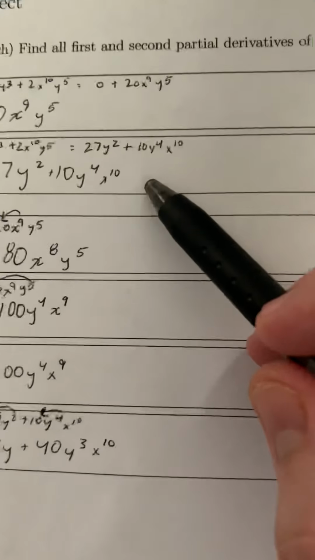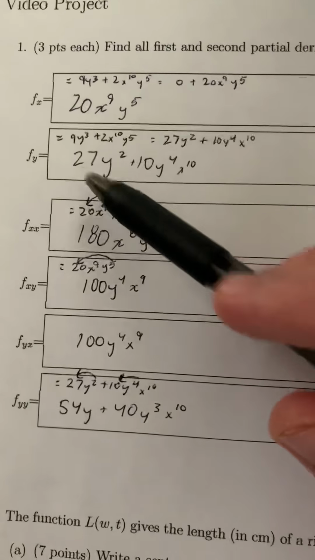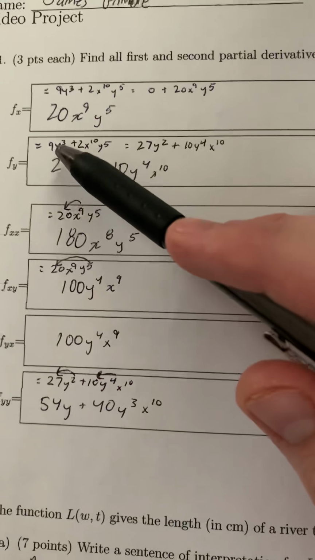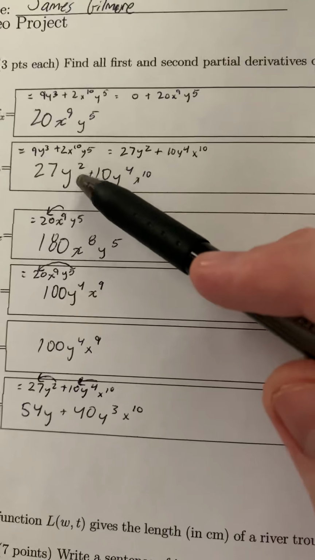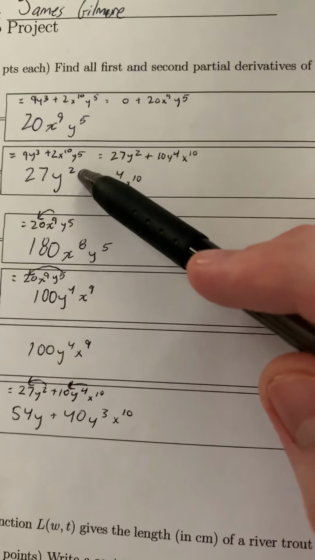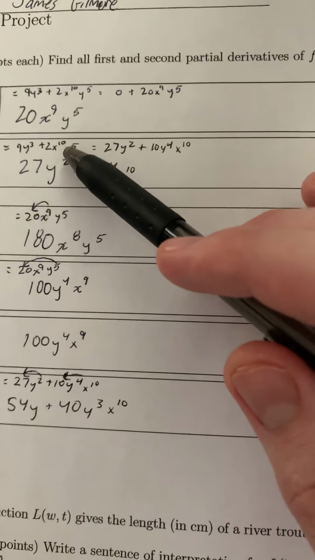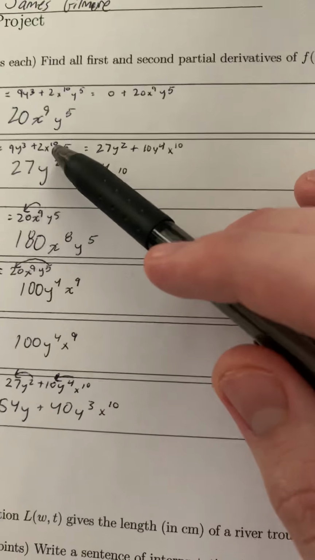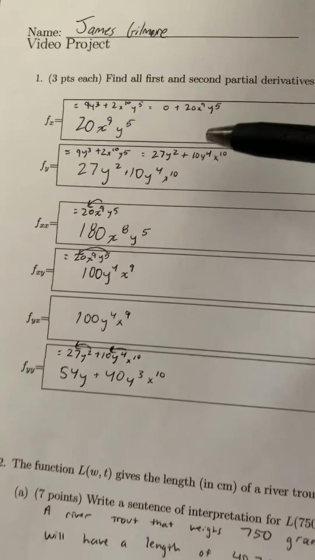The next one's asking for the first partial derivative with respect to y. So here, we're going to keep the 9y cubed, and it's going to be the same rule. It's going to be 3 times 9, 27, y subtract 1 to the second. And then it's going to be plus 10y to the 4th, because this 5 above the y is going to go to the front, so it's going to be 10. And you're going to subtract 1 from the 5th to get the 4th, and the x to the 10th will stay the same.